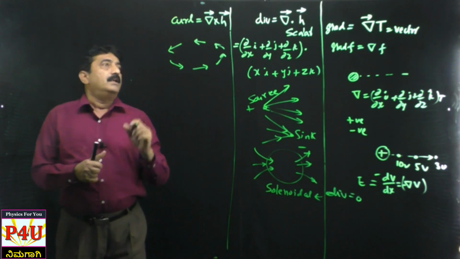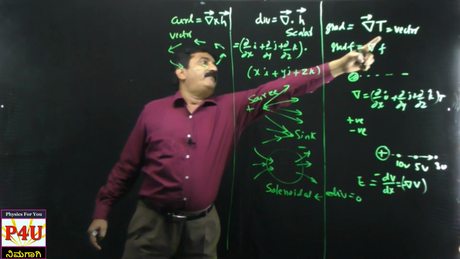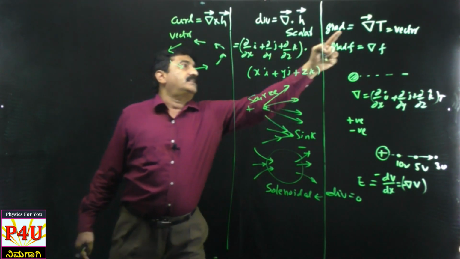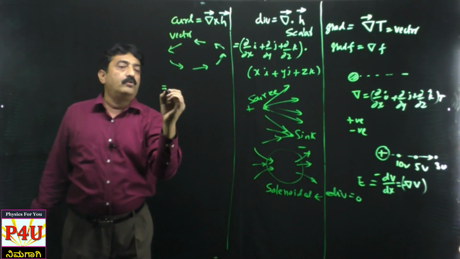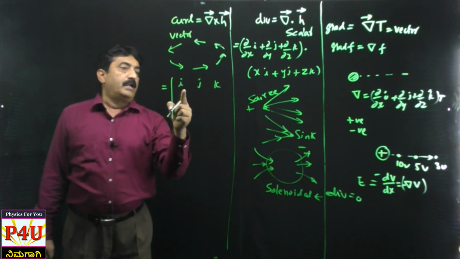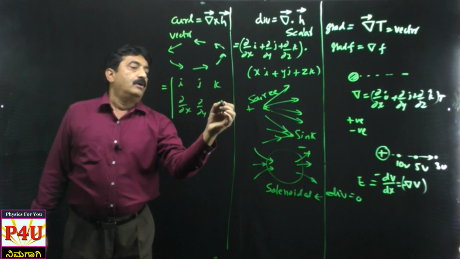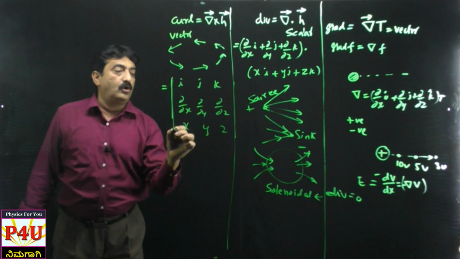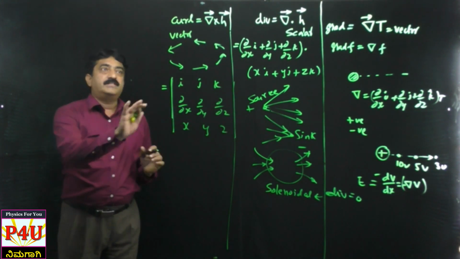And this curl is, of course, a vector quantity. So this is a vector quantity, this is a scalar quantity, this is again a vector quantity. This is ordinary multiplication, this is dot product, this is cross product. And how do you find the curl? Using the matrix determinant formula: i, j, k, then dou by dou x, dou by dou y, dou by dou z, and x, y, z. I hope you all know how to simplify this 3 by 3 matrix. So this is curl.